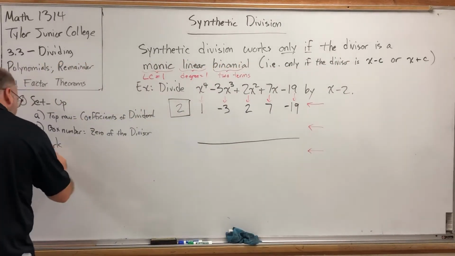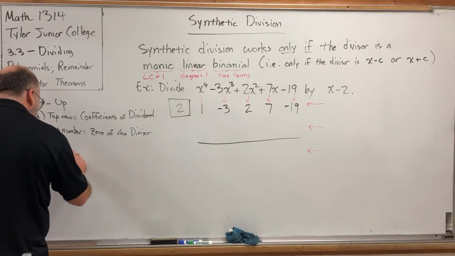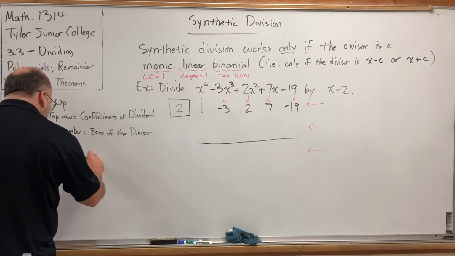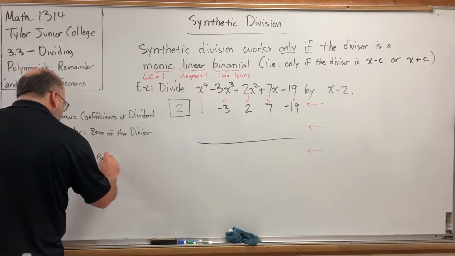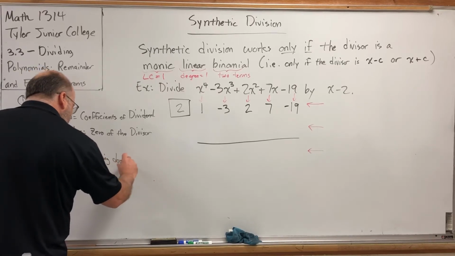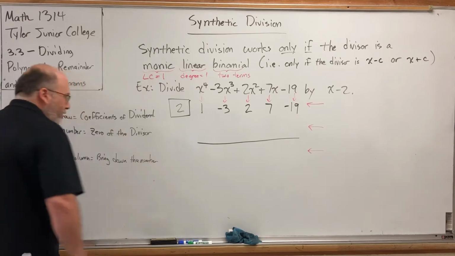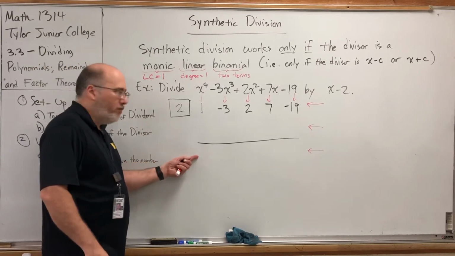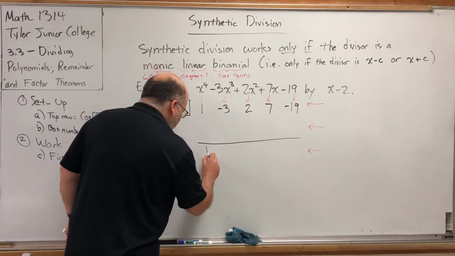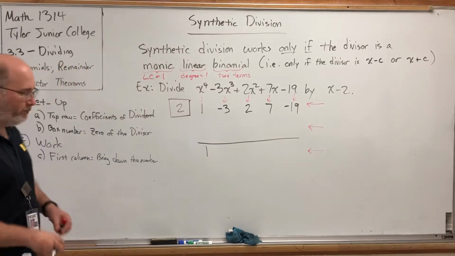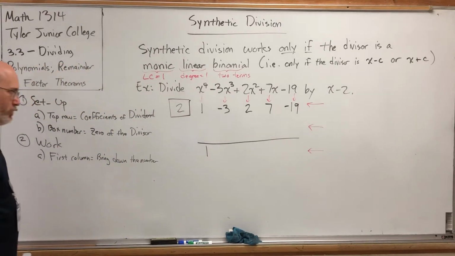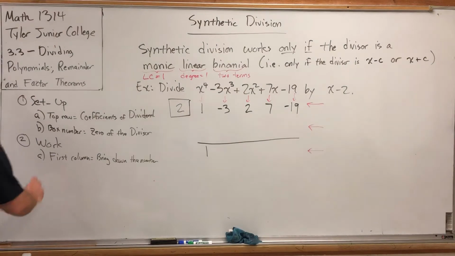In the first column, all you do is bring down the number. You bring it all the way down to the bottom row. So bring the 1 down. That's pretty easy. Nothing happens. Just bring the number down. But here's where the actual work begins.